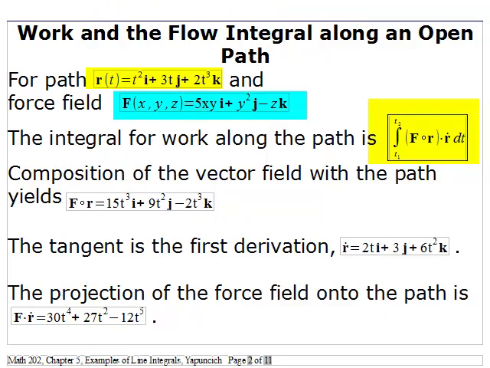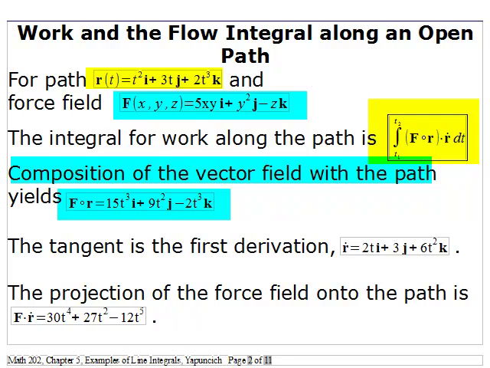So here's the force field, 5xy in the i plus y squared in the j minus z in the k. First thing I want to do is compose the vector field with that path, and this is what I get. Now I have the vector field in terms of the parameterization variable t. 15t cubed in the i plus 9t squared in the j minus 2t cubed in the k, if I did that right. Looks like marginally I did it right this time.